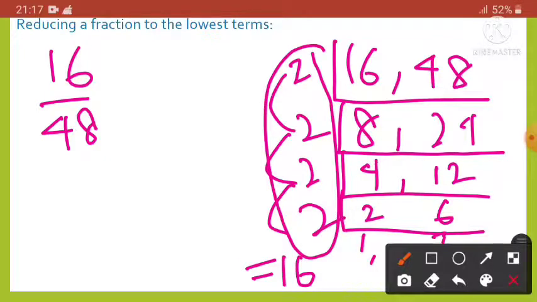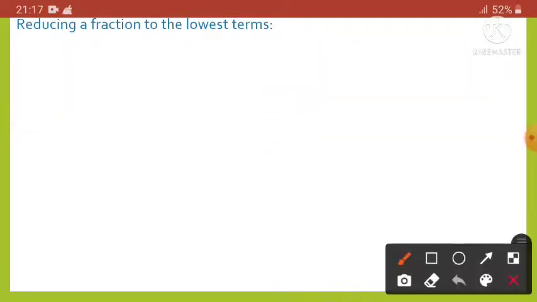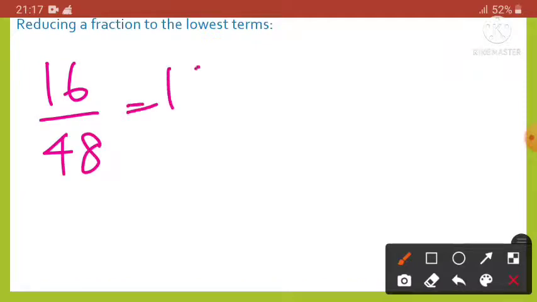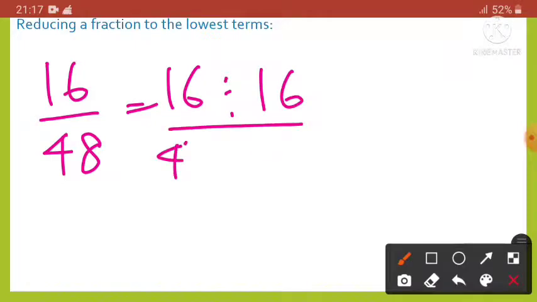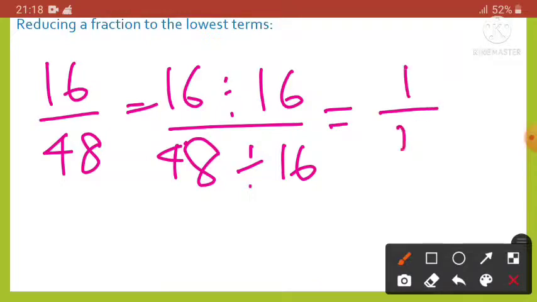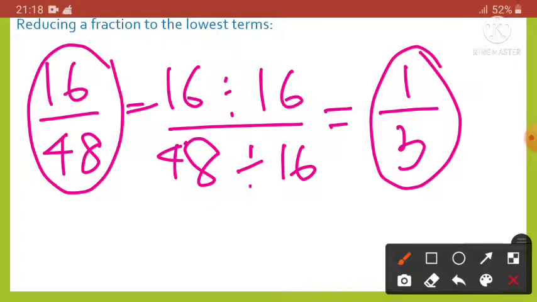Got it? 16. So now we have to divide both numerator and the denominator by the HCF. Here it is 16. So the fraction we are having is 16 by 48. So we have to divide numerator and denominator both by the HCF, that is 16. So we are having 1 by 3. So that means 1 by 3 is the lowest term of the fraction 16 by 48.